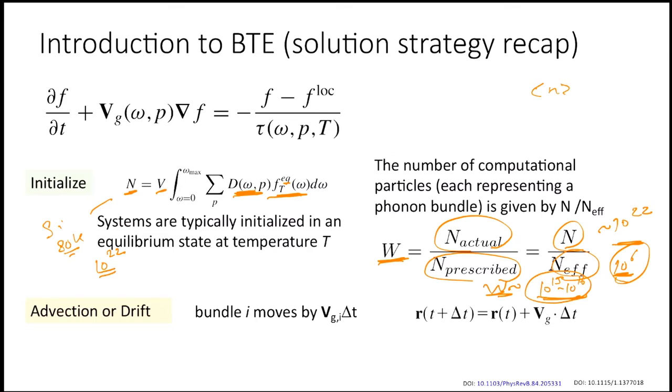After initializing, we did the advection step, or drift, where this phonon bundle would move by the group velocity times delta t. This was a very simple equation: the new position of the particle at t plus delta t came out to be r of t plus group velocity times delta t. So basically, we are just moving to the new position.